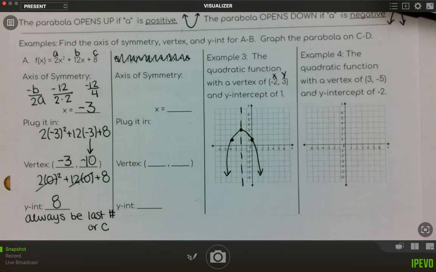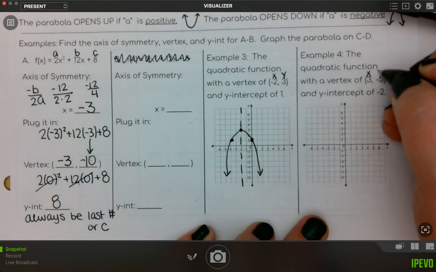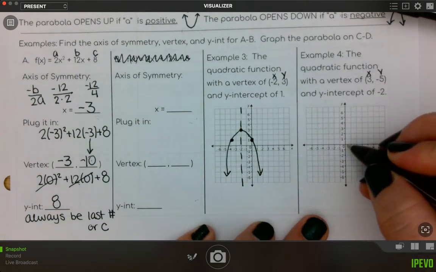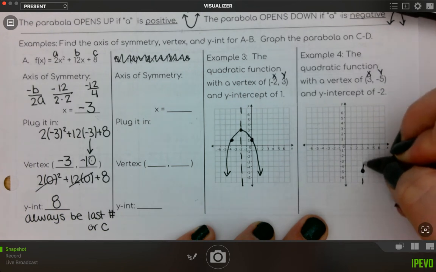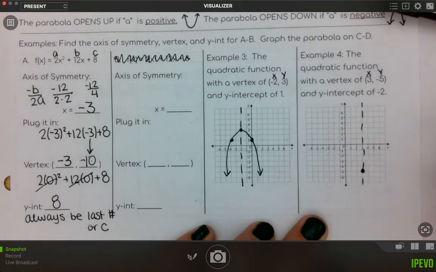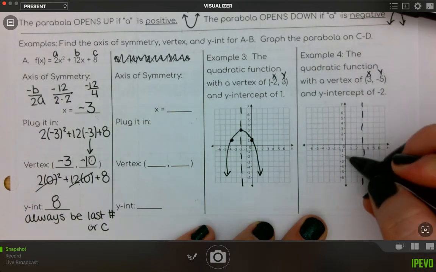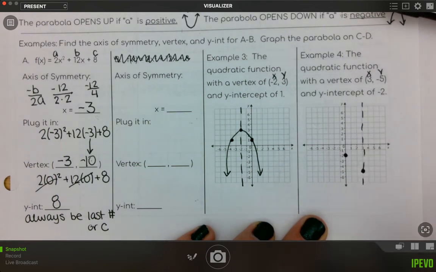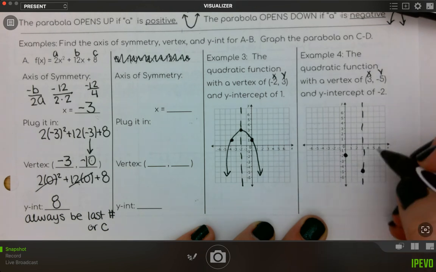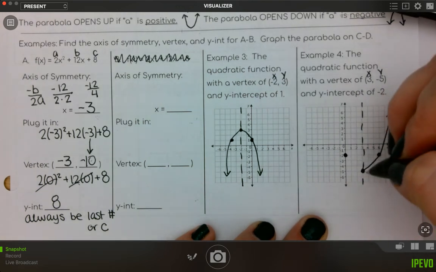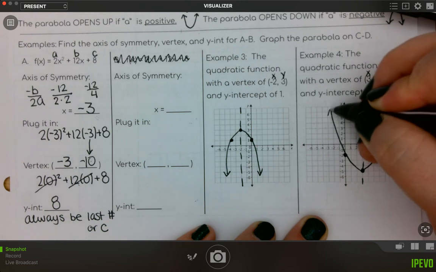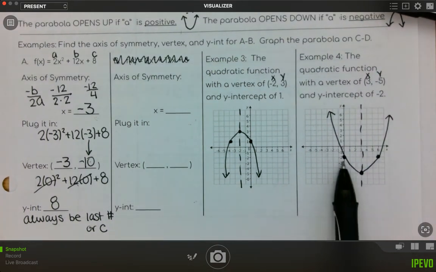Same thing on example 4. X is 3, y is negative 5. Draw a dashed line up the middle for the axis of symmetry. Put your y-intercept at negative 2. That is 3 squares away from the middle, so you want to go 3 squares this way. And then draw your U. The issue is you have to have 3 points to draw your U through. So after you draw the y-intercept, flip it.